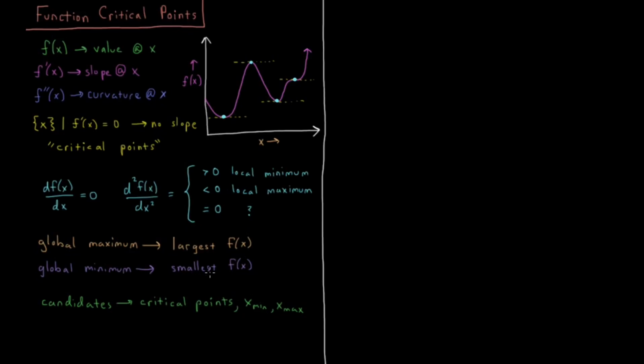But there's only one point which is the smallest possible value of f of x over a specified range. So that smallest value is called the global minimum. If we assume that this function keeps going up to the left here and keeps going up to the right here, then this particular point is the global minimum. Both of these are local minima, but this one is lower than that one, so this is our global minimum.